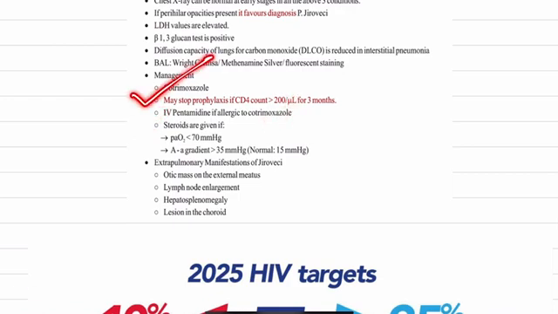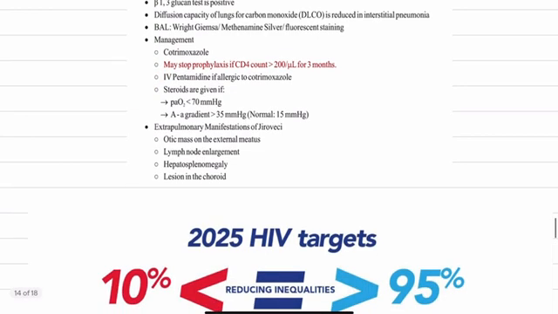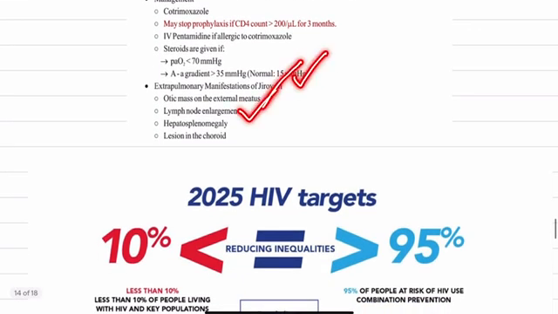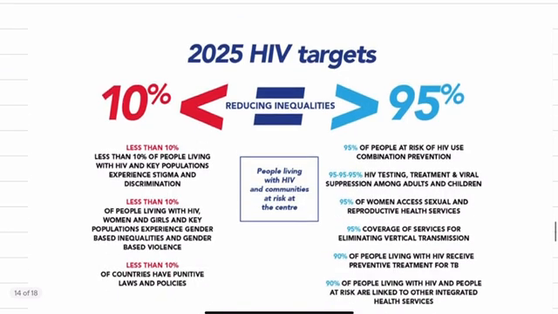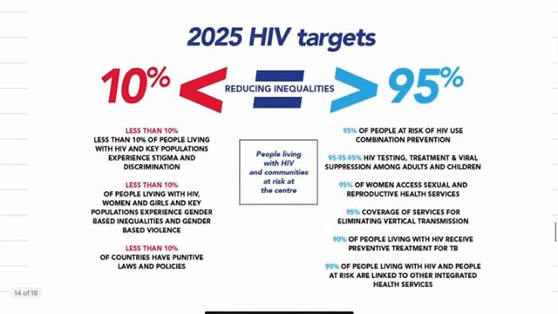So the drug of choice is cotrimoxazole. If someone is allergic to cotrimoxazole, then the drug of choice will be IV pentamidine. And steroids if PaO2 is less than 70 and alveolar minus arterial gradient is more than 35. Extrapulmonary manifestations of pneumocystis: aortic mass, mediastinal lymph node enlargement, hepatosplenomegaly, lesion in the choroid. There can be a chance of a question on the 2025 HIV target.